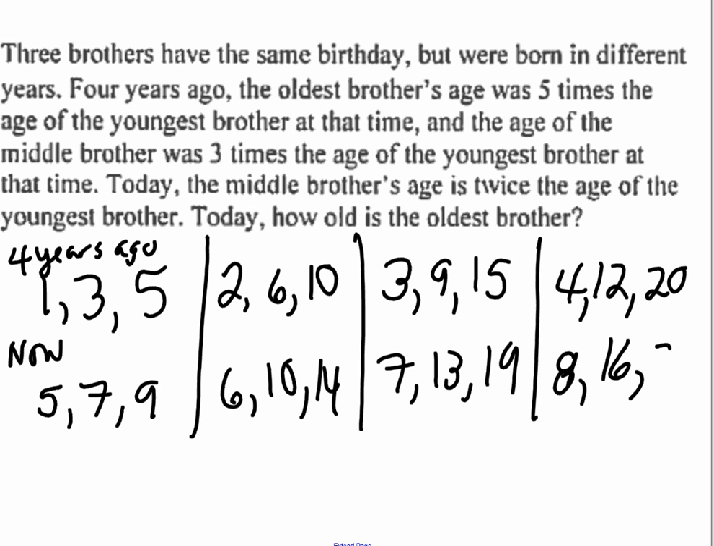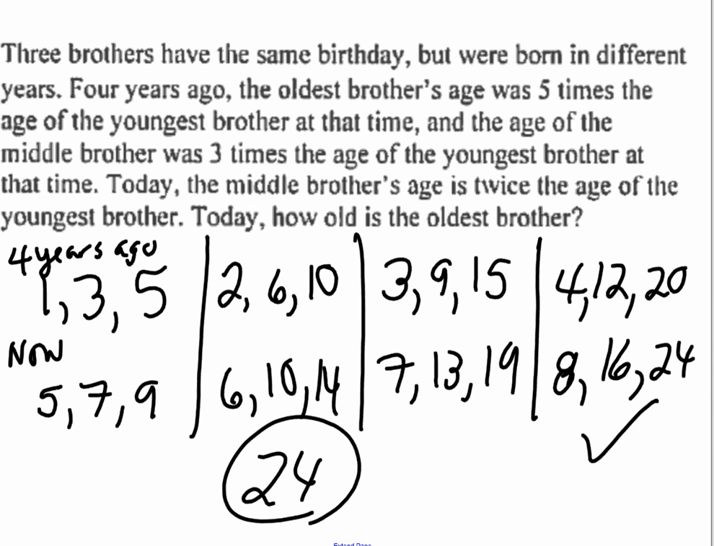Whoops, I did that wrong. And now, is the middle twice the younger? The answer is yes. And so that means, I think the question that says today, how old is the oldest? The answer is 24. So that would be probably the simplest way for a lot of you to approach it.